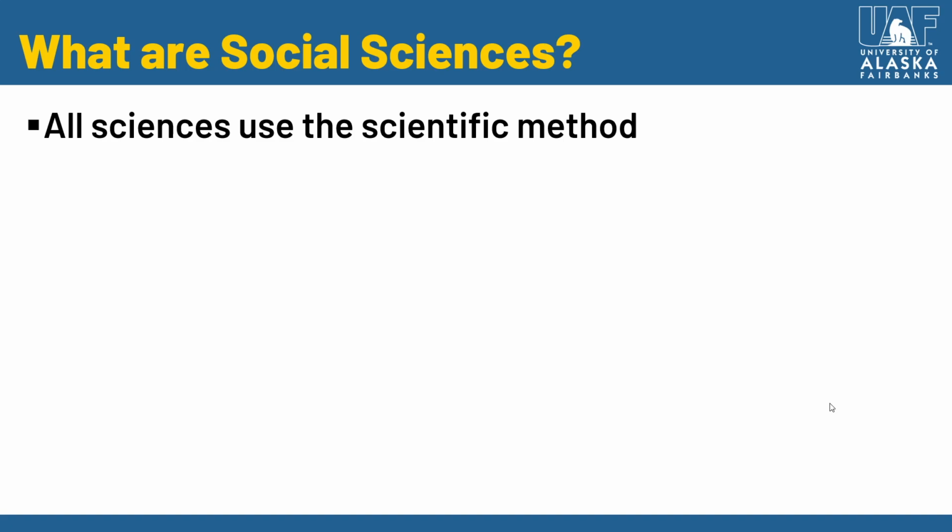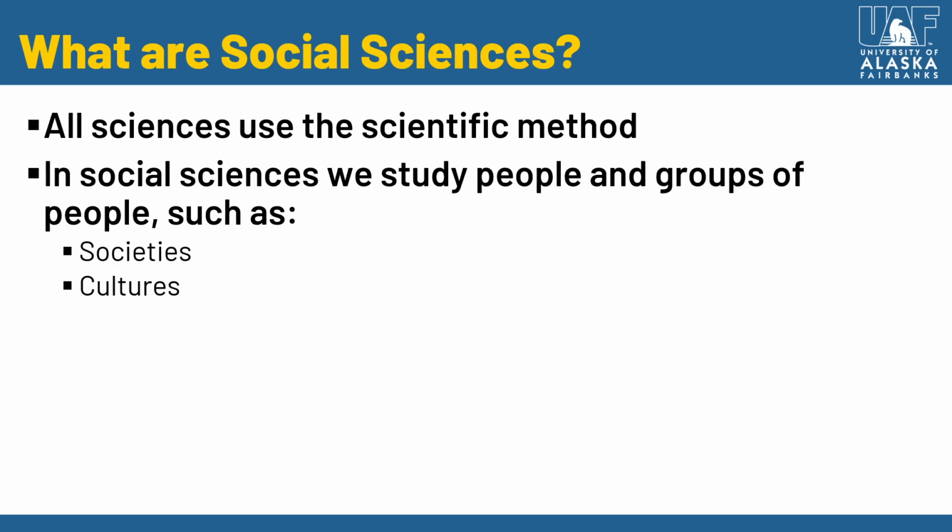So, backing up even further to what science is, in its most basic form, the common unifying theme to all sciences is that we use the scientific method, right? This is one way of knowing, one way of understanding our world by asking questions and then seeking answers to those questions. And in social sciences, then, right, we're the science of social.